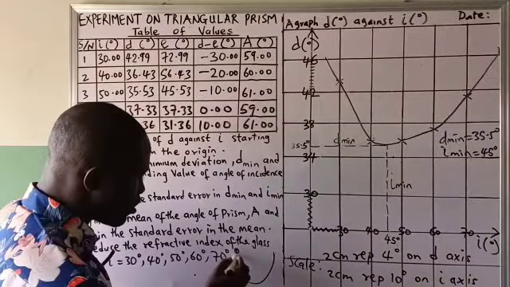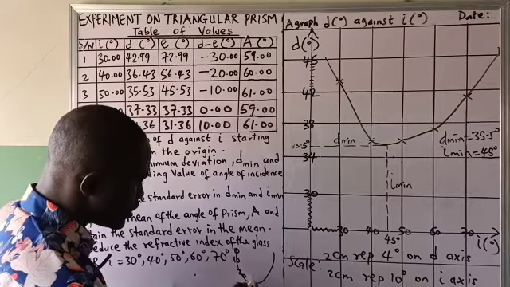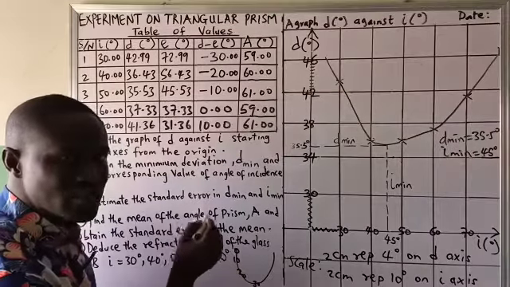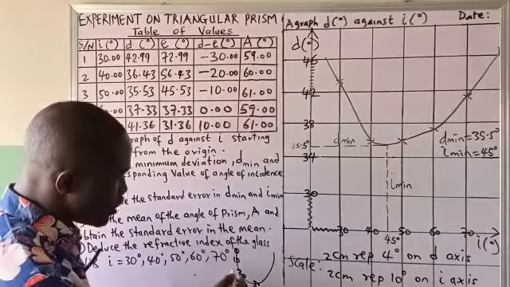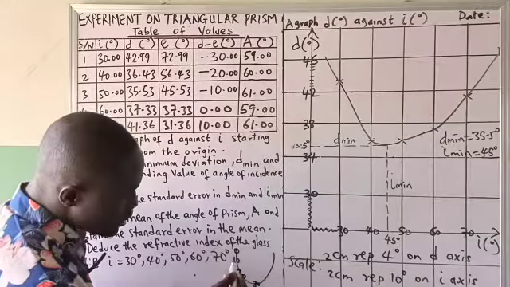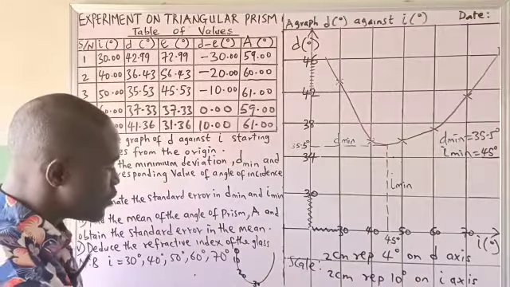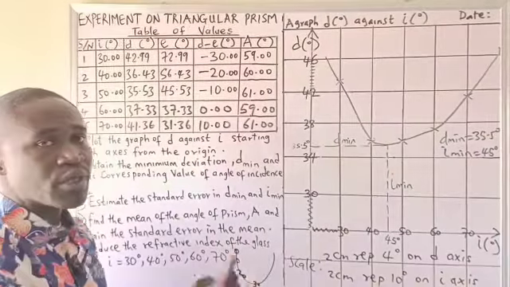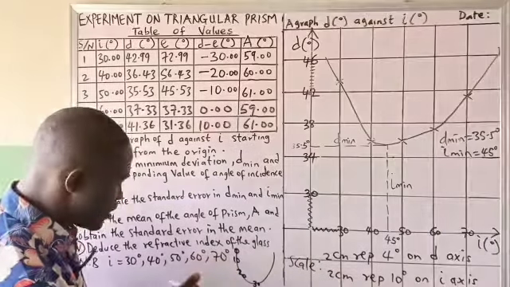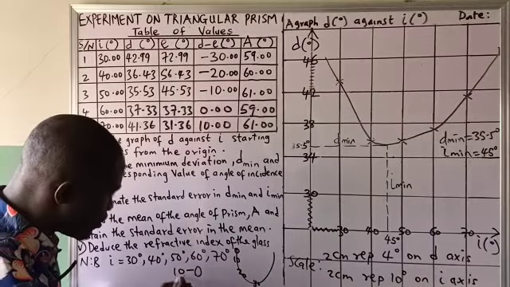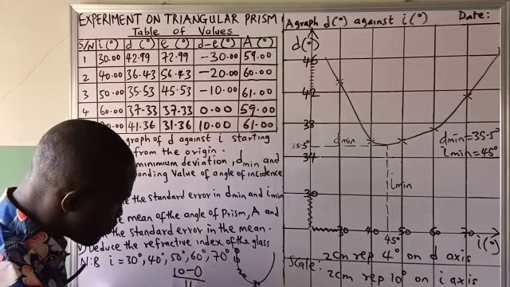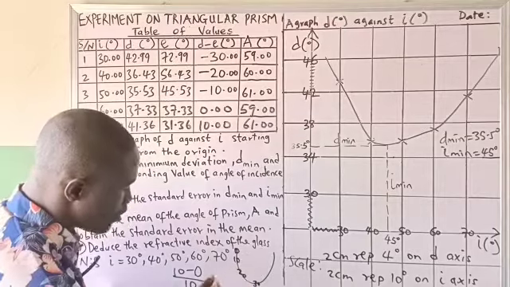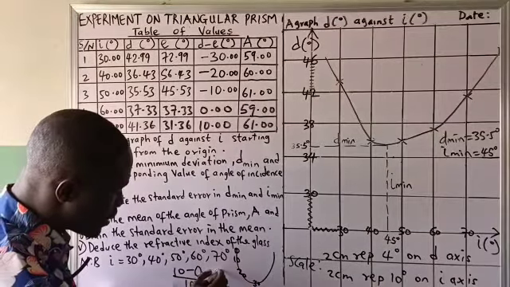You have 0, 10, 20, 30, and so on. In between 0 and 10, you have 10 small gaps. In between 10 and 20, you have 10 small gaps. So 20 minus 10 will be giving you 10, 10 minus 0 will be giving you 10, divided by those small gaps, which are 10 spaces. So you will be getting it to be 1 degree.